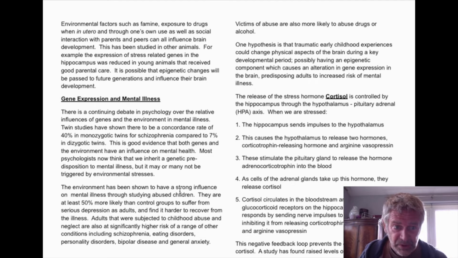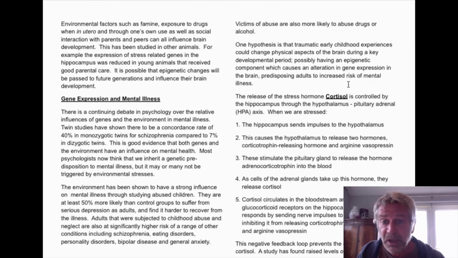If we study abused children, then they are 50% more likely to suffer from mental illness and things like depression than other children, and they also find it harder to recover. Adults that were subjected to childhood abuse are also at greater risk of other things like schizophrenia, eating disorders, etc. And of course, victims of abuse are much more likely to end up abusing things like drugs and alcohol. One of the key theories is that if you experience trauma during your early development, then this could turn some of the epigenetic switches we were talking about earlier, which alters your gene expression.